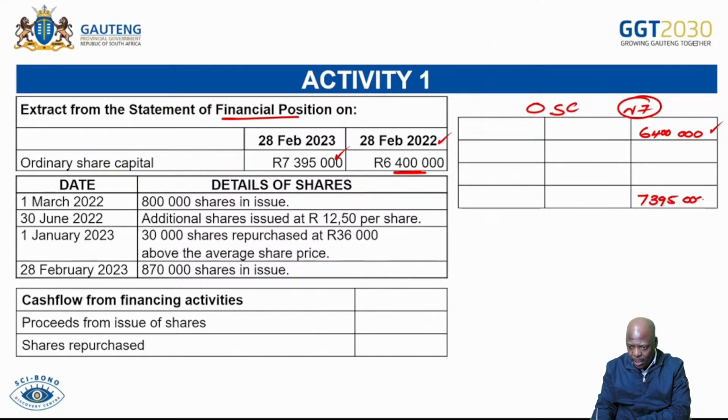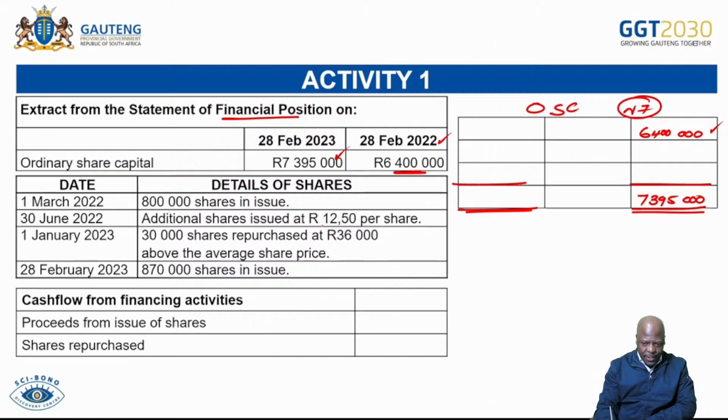7,395,000. 7,395,000, like that. 7,395,000. And then I come here. I now need the number of shares.